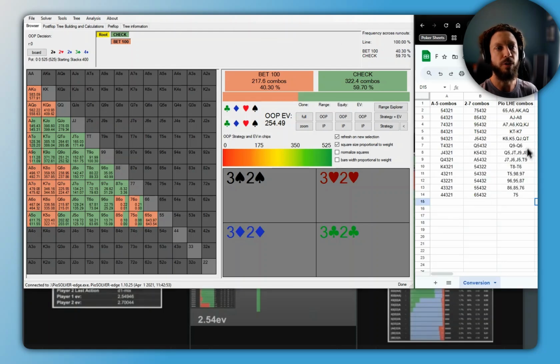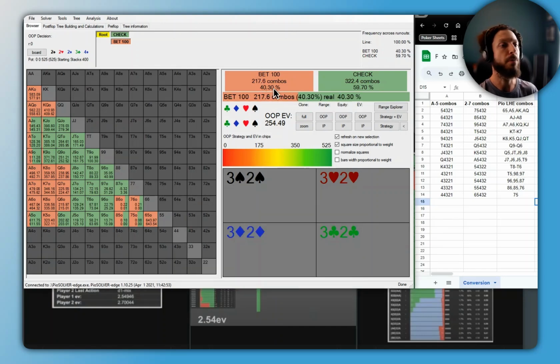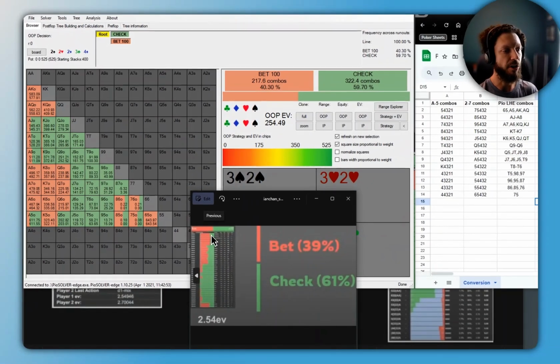Again, we have the conversion over here on the right, and we can again see that these match up very, very well. He had 39% bet. Pio wants to bet 40% of the time. And if we look at the shape, notice that there is a mix of all of the very, very good hands. And we are seeing the same thing here.